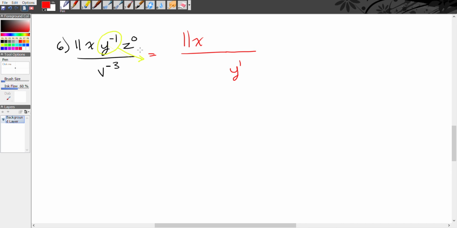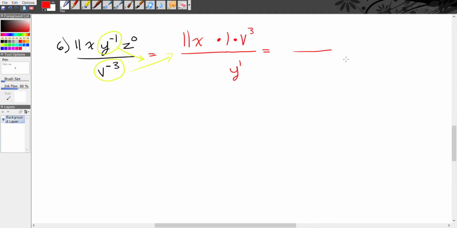And what's z to the 0? Again, we're going to assume that z is a non-zero number. So z to 0 is 1. So this is 11x times 1. And then how about the bottom here? Well, the bottom here we have v to the negative third power. And so this now needs to move. We need to move it from the bottom to the top. And so v to the negative third power becomes v to the third power.